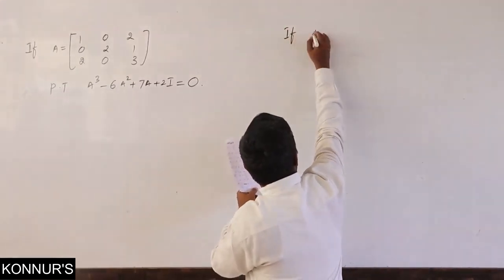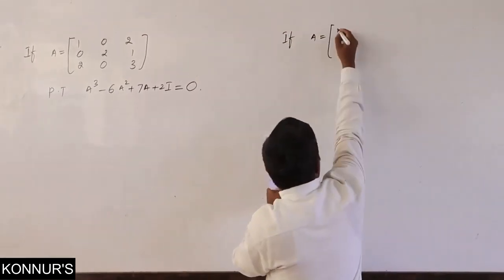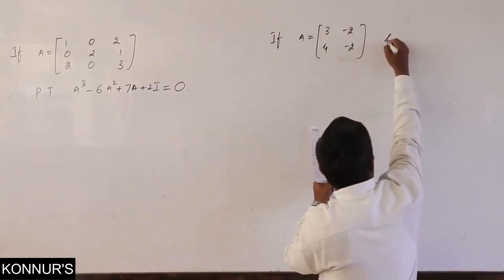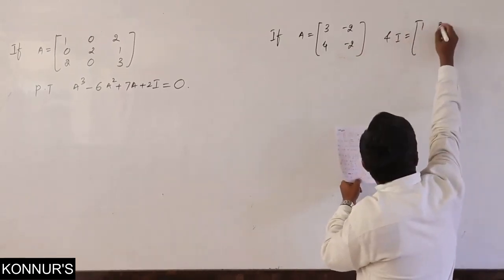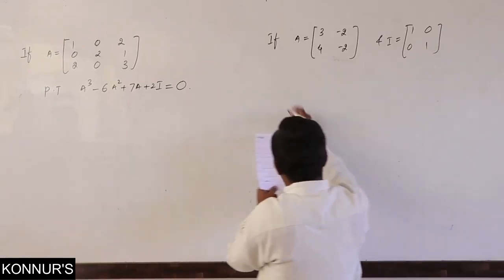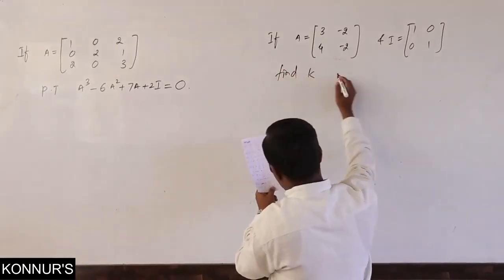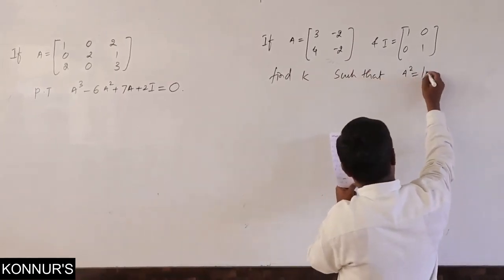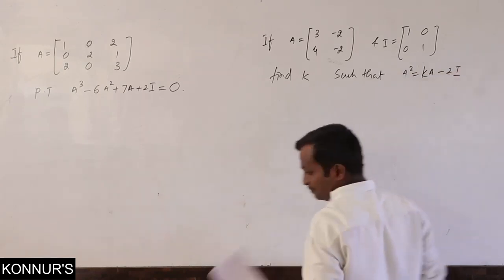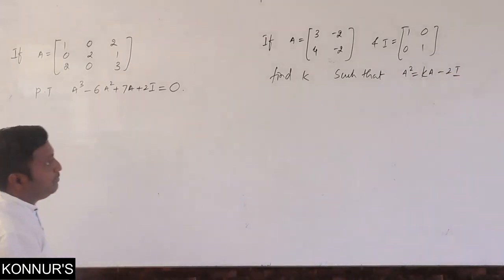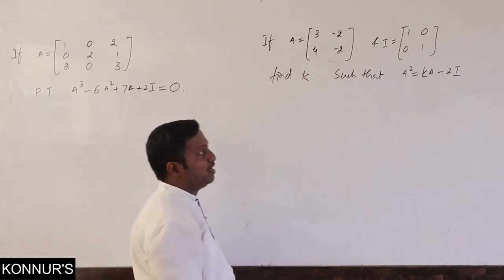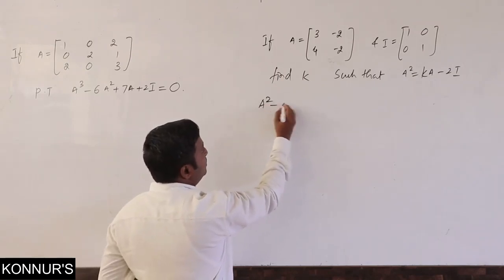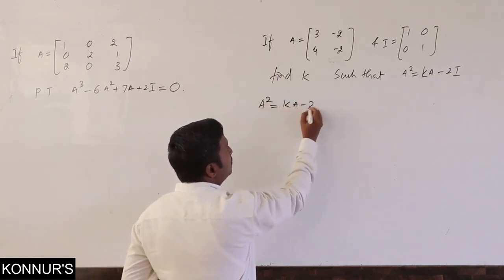If A is equal to the matrix 3 minus 2, 4 minus 2, and I is equal to 1 0, 0 1, find K such that A square is equal to KA minus 2I. A matrix is given, I matrix is given. Okay, we need to find the K value. So what is given? A square is equal to K into A minus 2I.